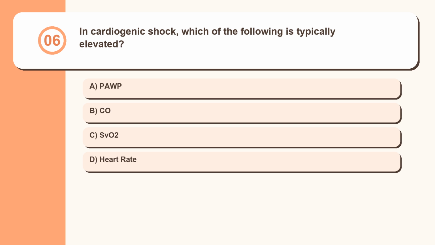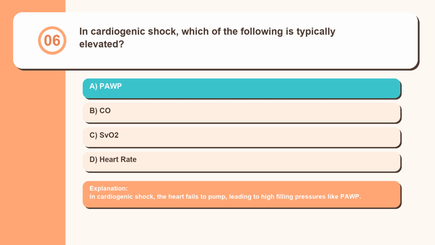Question 6. In cardiogenic shock, which of the following is typically elevated? PAWP, CO, SVO2, heart rate. In cardiogenic shock, the heart fails to pump, leading to high filling pressures like PAWP.